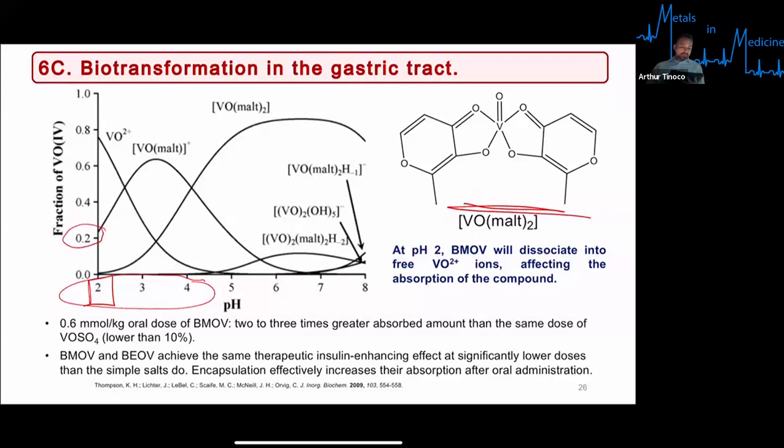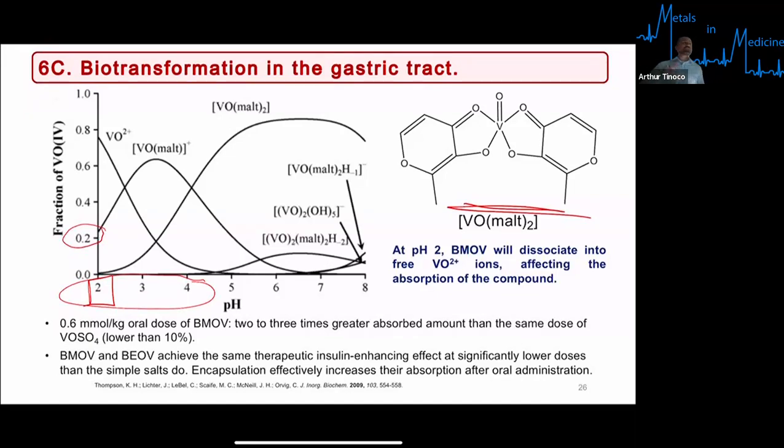A 0.6 millimole per kilogram oral dose of this compound gives a 2 to 3 times greater absorbed amount than the same dose of the vanadium sulfate salt. So the compound was more effective at being absorbed into the body, about 2 to 3 times more. But even still, a relatively low amount gets absorbed. It's observed that this compound, and also the other version of it without the ethyl group on the ligand, achieve the same therapeutic insulin-enhancing effect at significantly lower dosages than the simple vanadium salts.